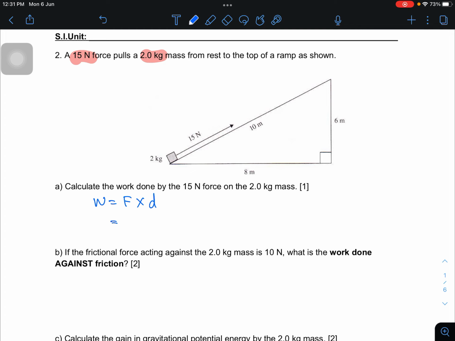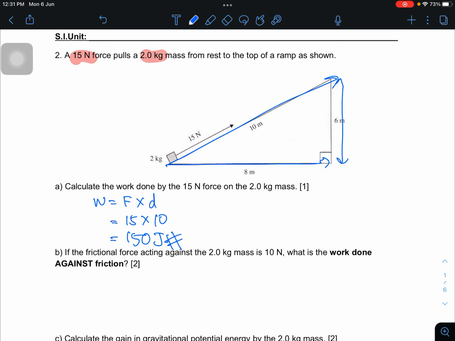So in this case, the direction of the force is 15 Newton. Where is the distance in the direction of the force? Are we talking about 8? Are we talking about 6? Of course not. We are talking about 10, right? So 150 joule. Very straightforward question.